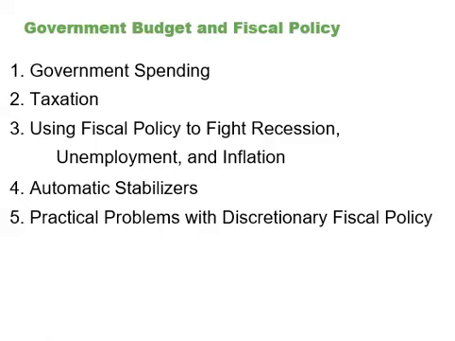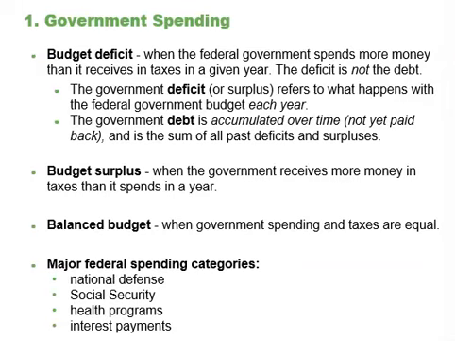fiscal policy. Government spending covers a range of services that the federal, state, and local governments provide. When the federal government spends more money than it receives in taxes in a given year, it runs a budget deficit. Conversely, when the government receives more money in taxes than it spends in a year, it runs a budget surplus. If government spending and taxes are equal, it has a balanced budget.